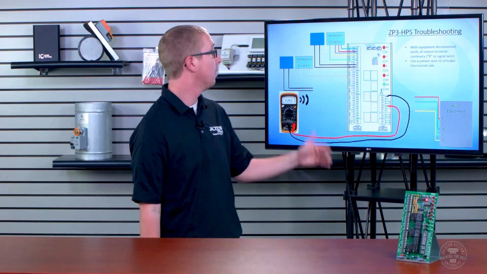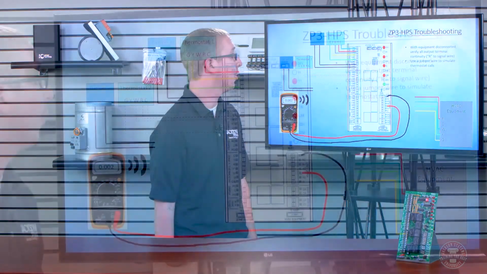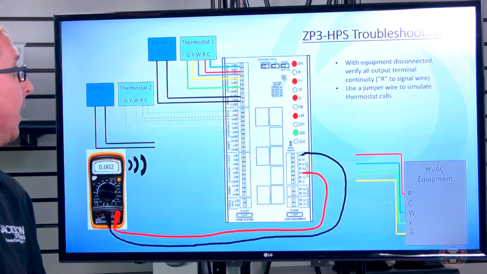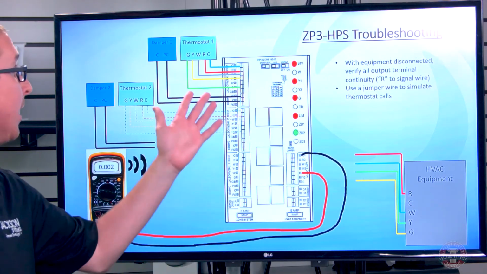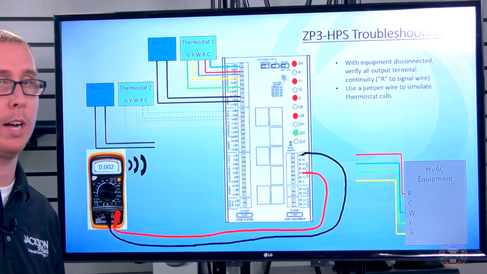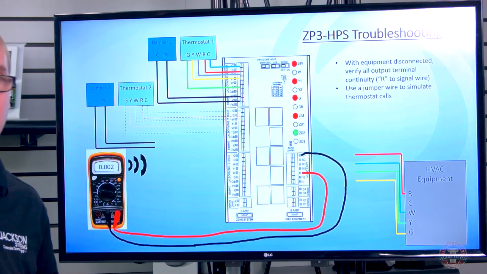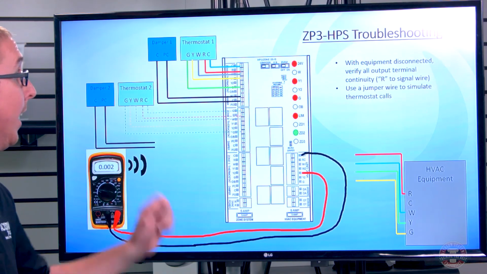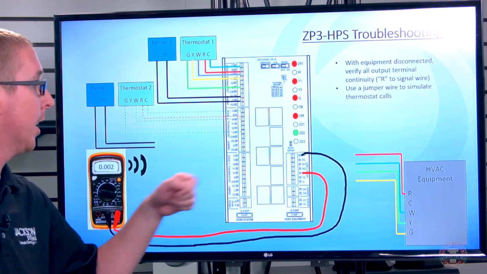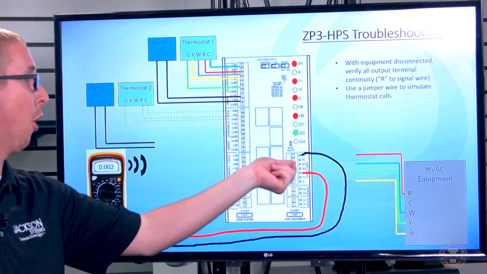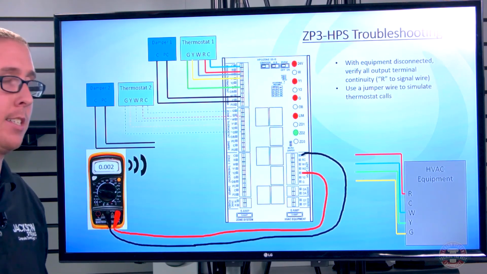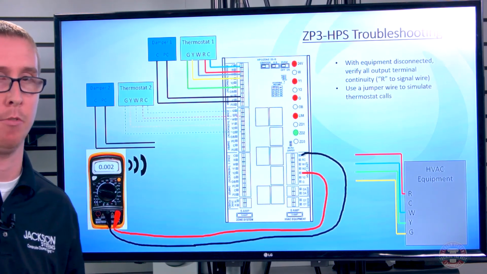And then from there, you want to check the equipment. You're saying, my zone panel's saying Y1 cooling's calling, but my air conditioner is not turned on. Again, another vital thing here is that you want to disconnect your R wire from the HVAC equipment in order to get an accurate reading here.